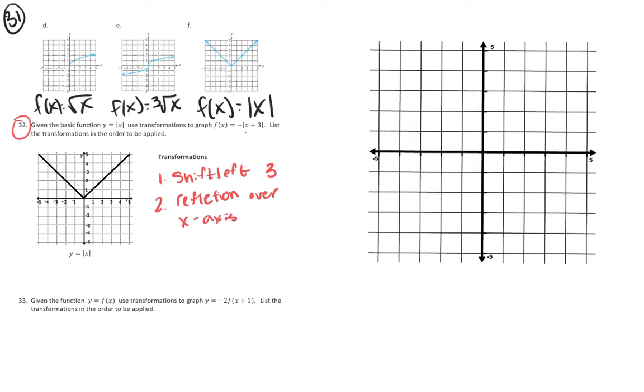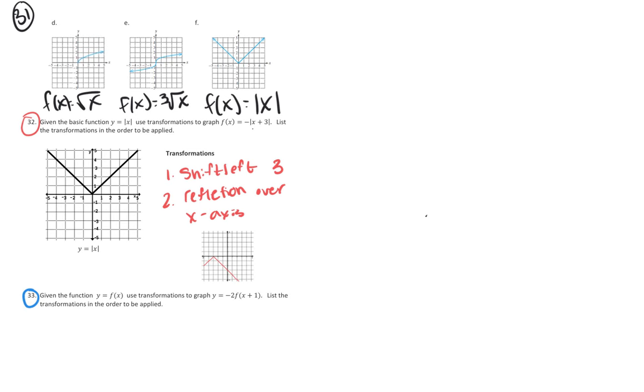So what it's going to look like is we first want to shift our original graph to the left by 3. So 1, 2, 3. So then it's going to look something like this for our first transformation. And we want to reflect this one down. So then it looks something like this for our second transformation. So then our final graph should look like that bottom graph.